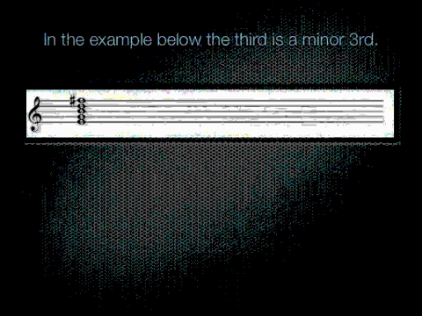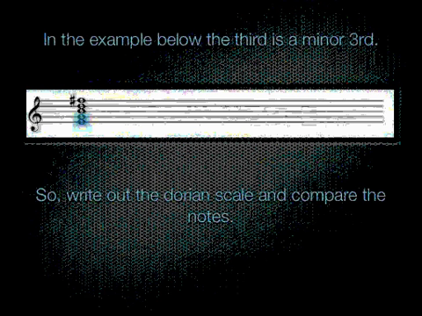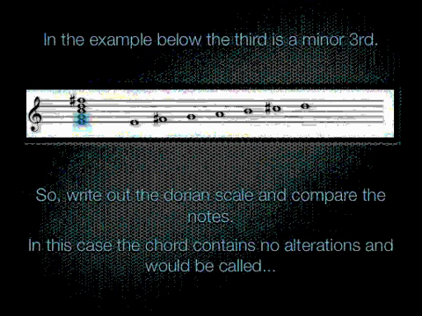So in this case here, E, G, B, D, F sharp, the third E to G is a minor third, so this has to be some kind of minor 7th chord. And in this case, if we write out the Dorian scale, then we realize that all of the notes that are in this chord are from this scale, and so we know that this is just a regular E minor 9th chord.